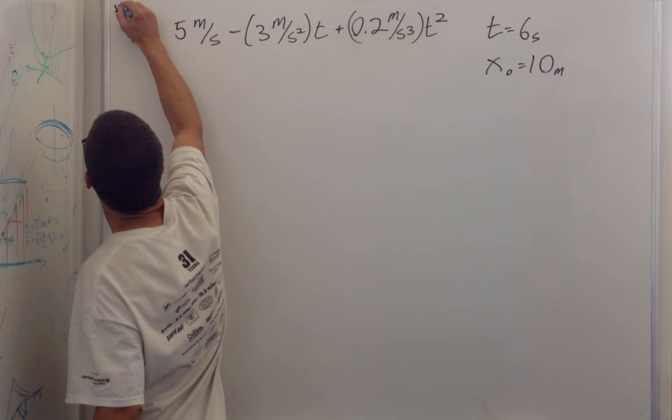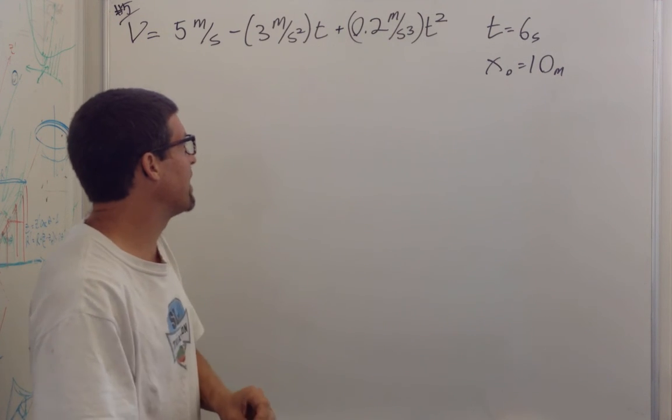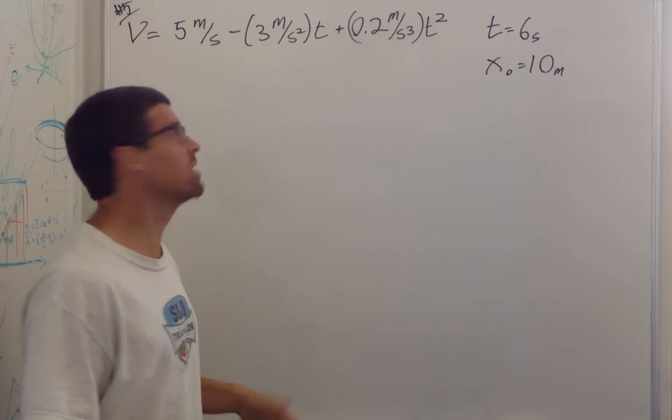Okay, number 5. We're given a function for velocity and we want to find the acceleration and the displacement at 6 seconds.